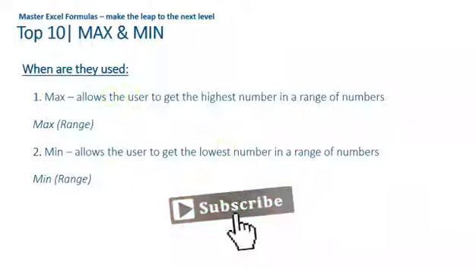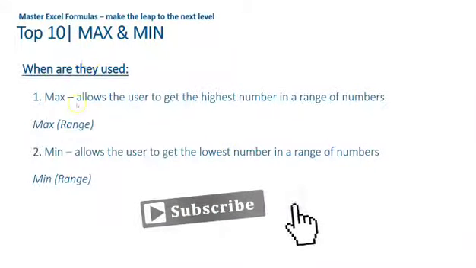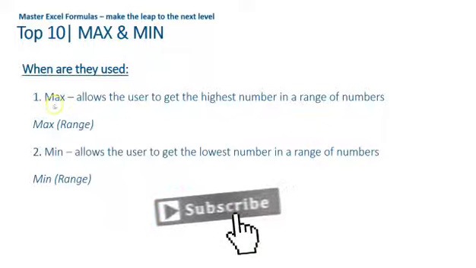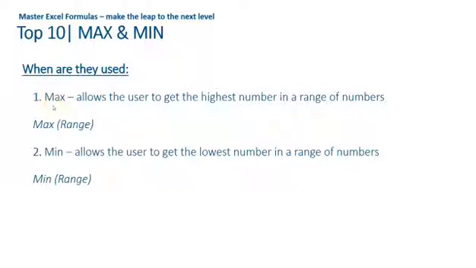is max and min. So it's easy to guess what these formulas actually do. So the max formula allows for the maximum value for a specific range to be, let's say, shown as the outcome here, whereas the minimum does the same but for the minimum value. And again, the structure of both formulas is very similar.